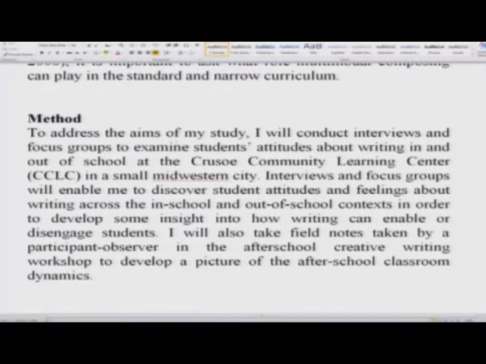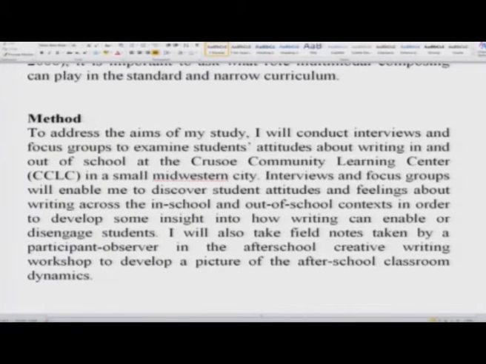To address the aims of my study, I will conduct interviews and focus groups to examine students' attitudes about writing in and out of school at the Crusoe Community Learning Center, CCLC, in a small Midwestern city. Interviews and focus groups will enable me to discover student attitudes and feelings about writing across the in-school and out-of-school context in order to develop some insight into how writing can enable or disengage students. I will also take field notes taken by a participant observer in the after-school creative writing workshop to develop a picture of the after-school classroom dynamics.